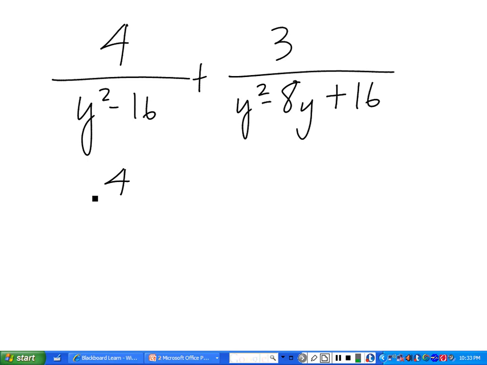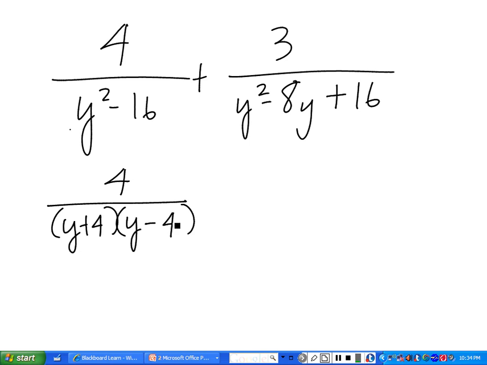So if we factor y squared minus 16, it is a difference of squares, so the factors are y plus 4, y minus 4.